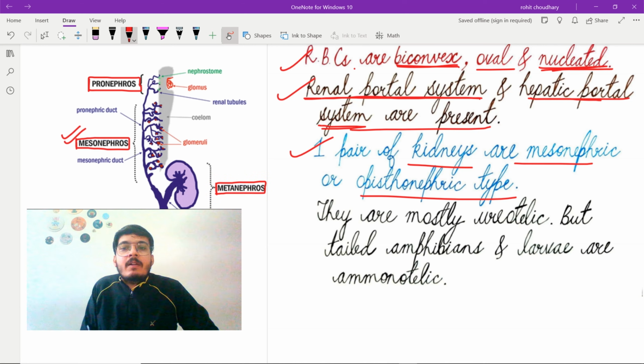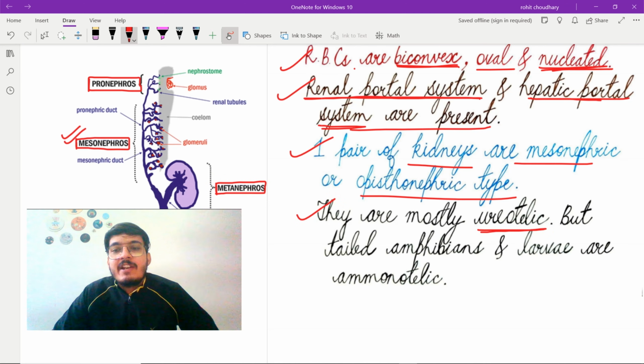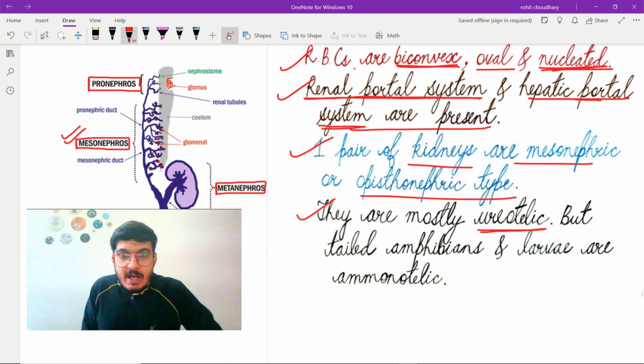Opisthonephric type, this is the adult kidney in amphibians. The next feature is they are mostly ureotelic. Ureotelic means they excrete their nitrogenous waste as urea. But tailed amphibians and larvae are ammonotelic. That means they excrete their nitrogenous waste as ammonia.